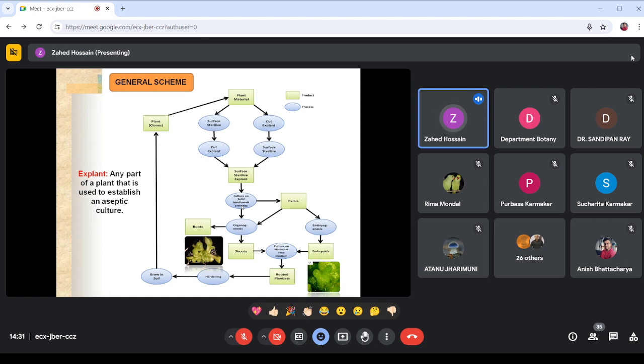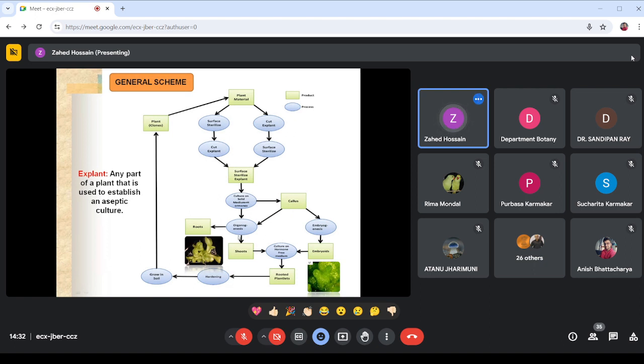So it will start growing and multiplying, so it will form a callus. This callus is nothing but an undifferentiated mass of cells. From this callus the embryo may develop, so that is called embryogenesis. Then from the embryo you will be able to grow the whole plant. Or from the callus, organs may develop.